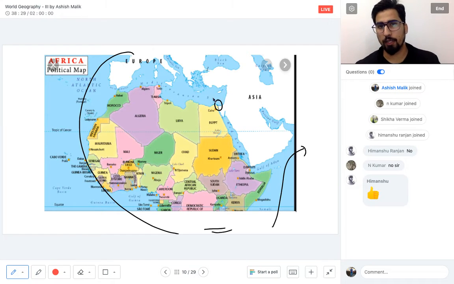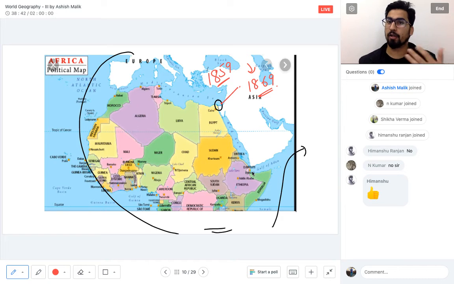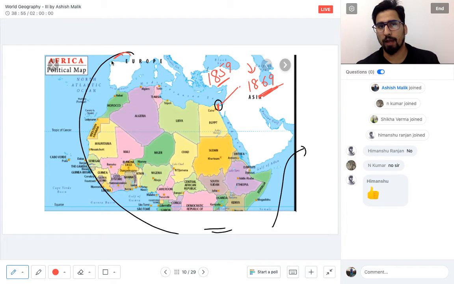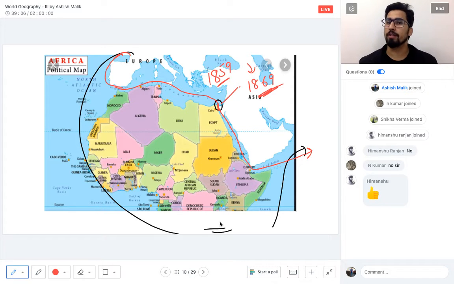So European powers constructed this canal in 1869. I think the project started in 1859 and got completed, and it started on a commercial basis after 10 years, almost 1869. And thanks to this Suez Canal, Europeans need not travel all the way through the Cape of Good Hope, and they could travel from the Strait of Gibraltar. They could enter the Mediterranean, Suez Canal, Red Sea, and then straight to the Indian subcontinent they could reach.